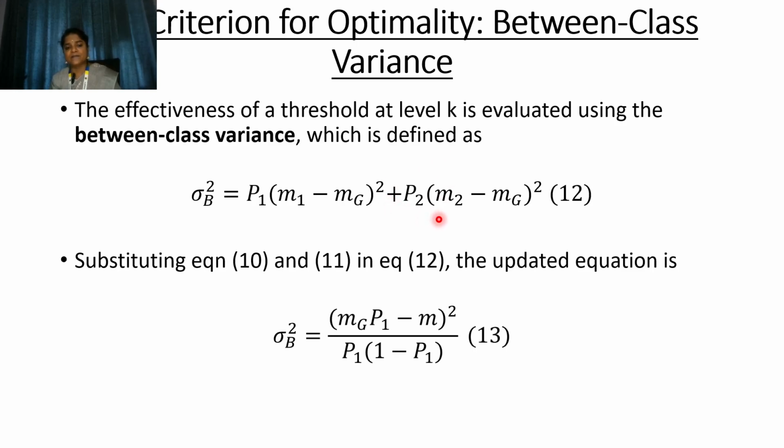So we are going to substitute all of that in equation 12. Thus equation 12 will get reduced to sigma b square is equal to (mg into P1 minus m) the whole square divided by P1 into (1 minus P1). So when you compare equation 12 and 13, it is very obvious that equation 13 has much simpler computations because we need not calculate P2 here. So this is the equation that we use to calculate the between class variance sigma b.